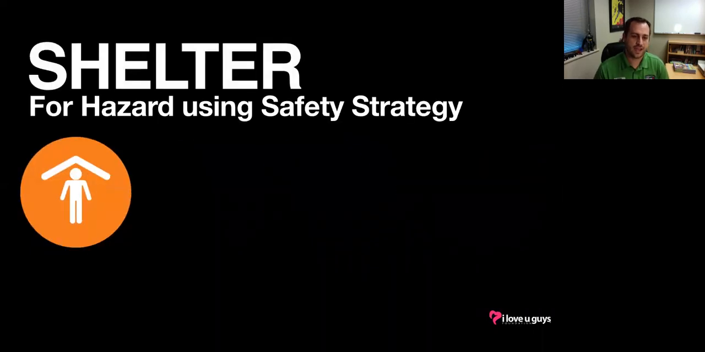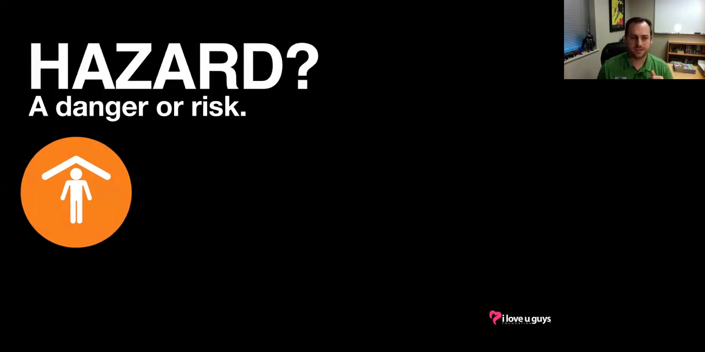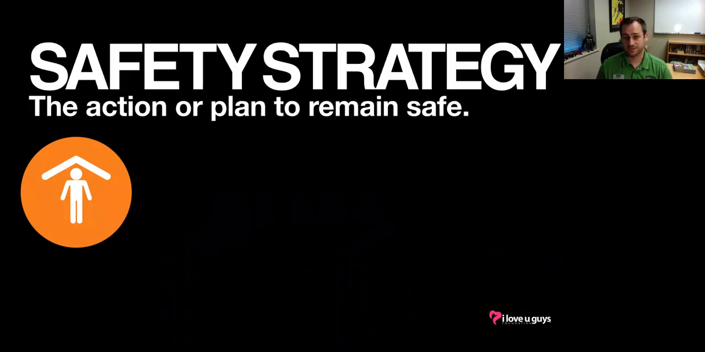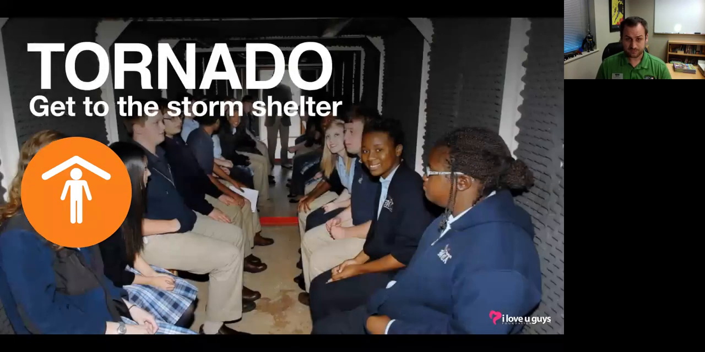Next, we have shelter for a hazard using a safety strategy. Now, we're not actually going to say all of that. We're going to tell you what the hazard is and then what to do. So hazard is basically a danger or risk that we have, and the safety strategy is the action or plan to remain safe. So if a tornado was coming, we would say, tornado, get to a shelter.